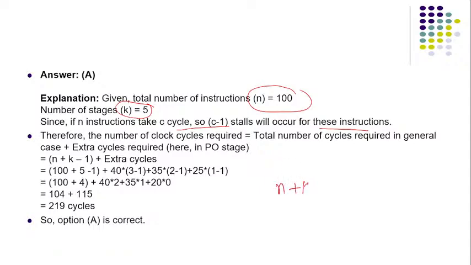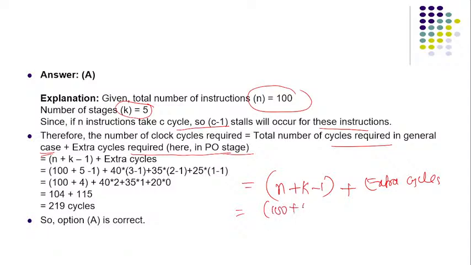n plus k minus 1. The number of clock cycles required is equal to the total number of cycles required for the general case plus the extra cycles required here for the PO stage. So this is the formula for the general case, n plus k minus 1. Here there are extra cycles too, because the perform operation stage is taking some extra cycles. See here, 100 plus 5 minus 1.